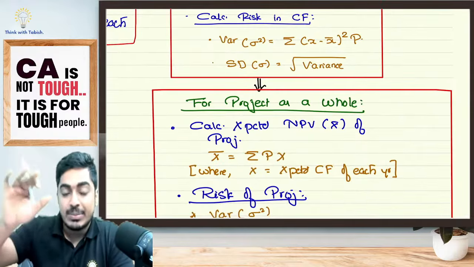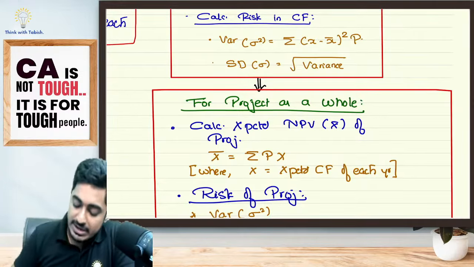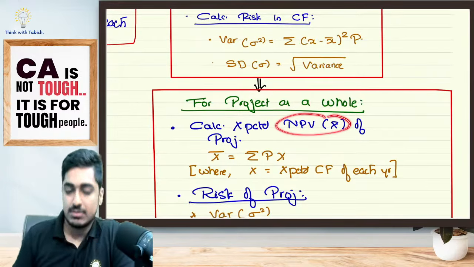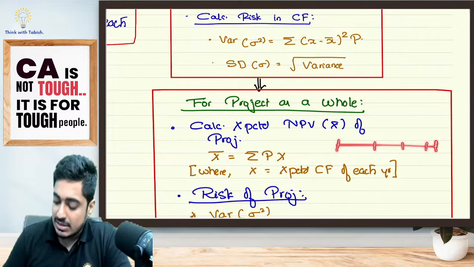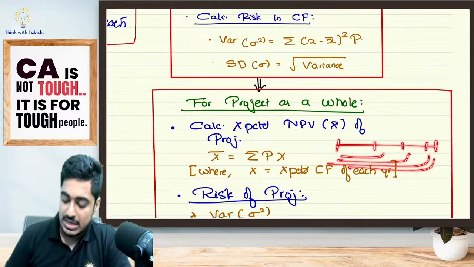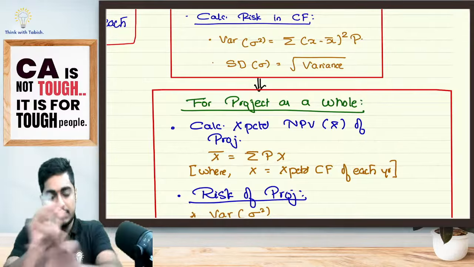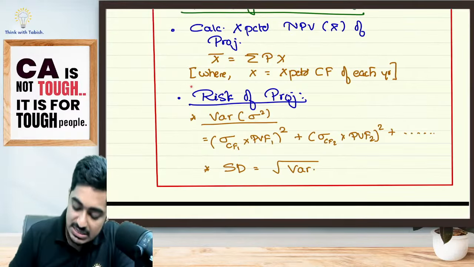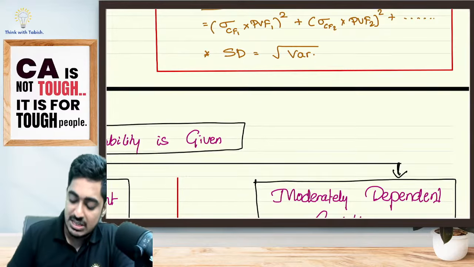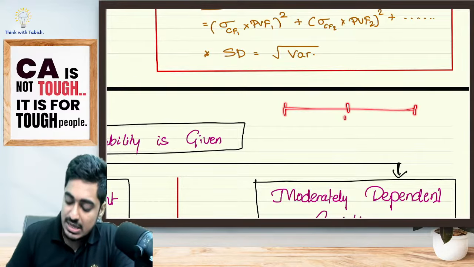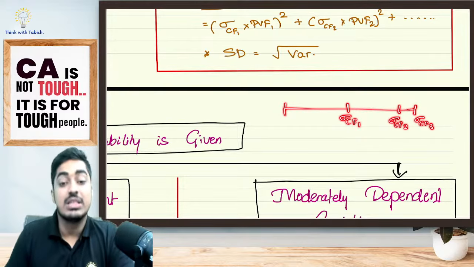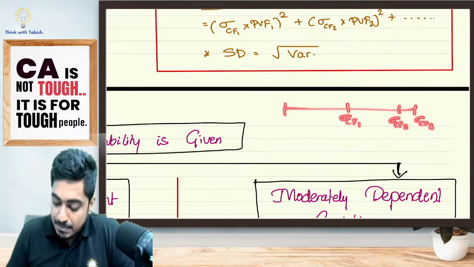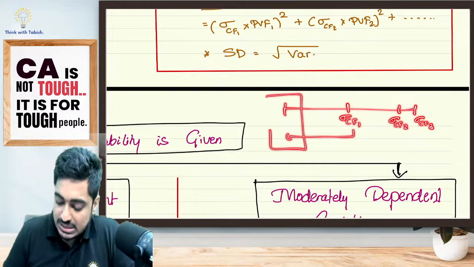Now come to the project as a whole. We calculate NPV of the project. How? Every year's expected cash flow I have calculated. Bring that to present value, and I will get expected NPV. Then comes risk in the project. Risk in the project is nothing but risk in the cash flows, and I know my risk in the cash flow. We have calculated sigma cash flow 1, sigma cash flow 2, sigma cash flow 3. Bring it to present value because I want risk in NPV.